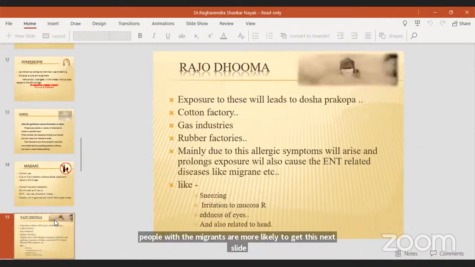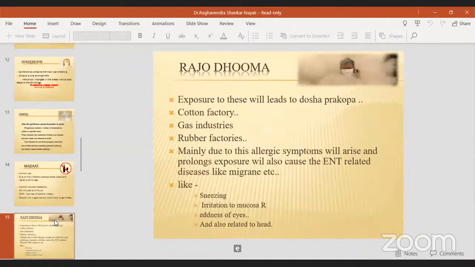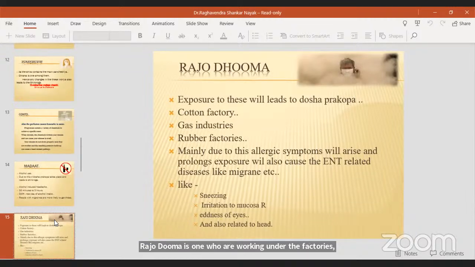Rajodhuma. Rajodhuma is for those who are working in factories and getting exposed to dust. They will get some sort of headaches, and exposure to this will lead to dosha prakopa. For example, cotton factory, gas industries, rubber factory. These are the examples. Mainly due to this, allergic symptoms may manifest, like sneezing and redness of the eyes, which we can see associated with the headaches, and commonly these are allergic conjunctivitis cases only.